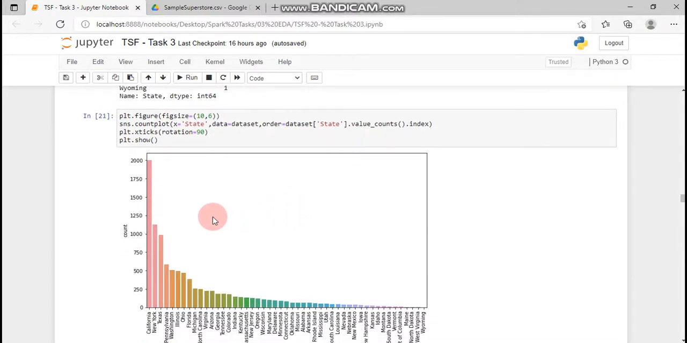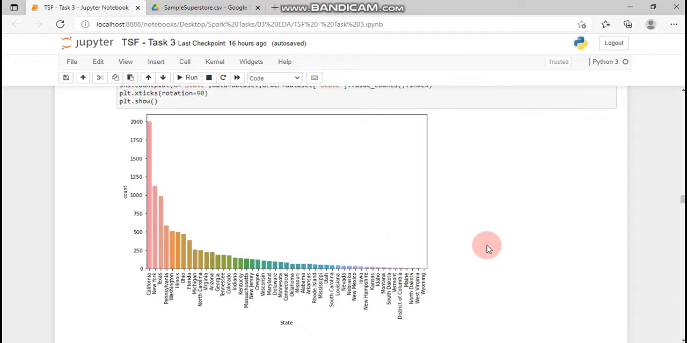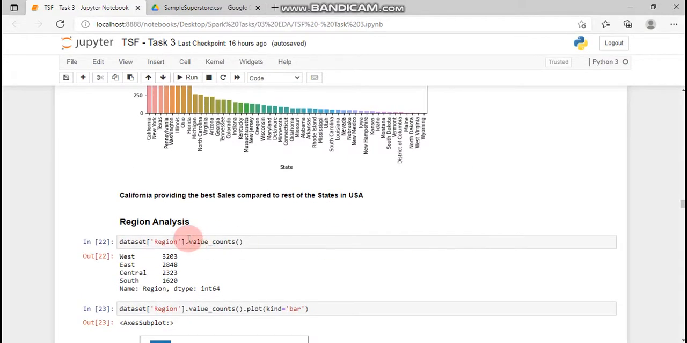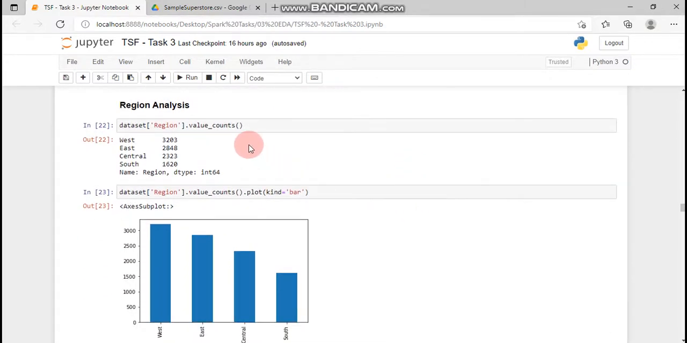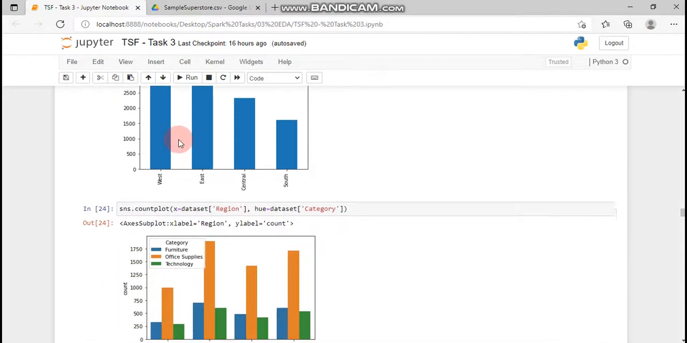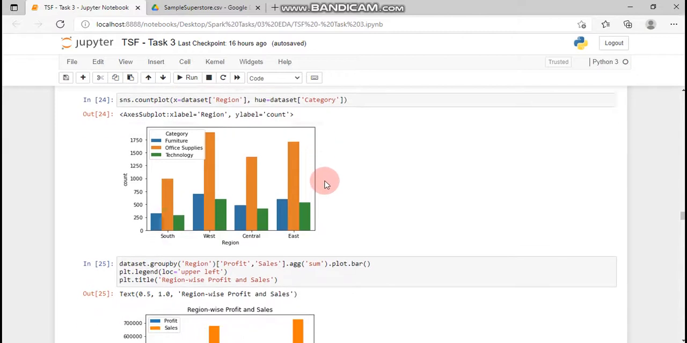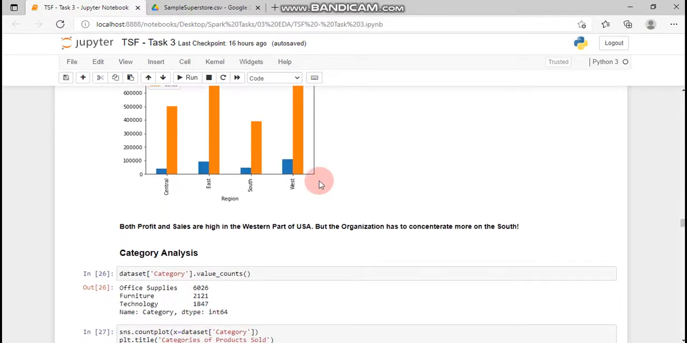I'm plotting it as a bar diagram here. So we conclude California provides the best sales compared to the rest of the states in the USA. Here I'm doing region analysis. We could see the western part of the United States had more interest in buying products in this general store. So we conclude both profit and sales are high in the western part of the USA, but the organization has to concentrate more on the southern part of the USA.